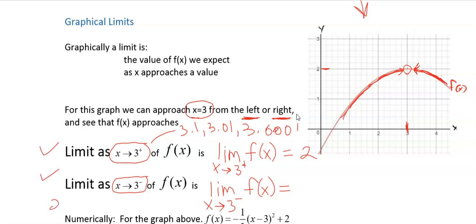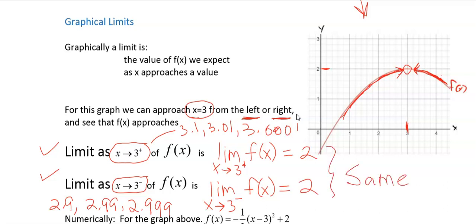Now, that would mean numbers such as 2.9, 2.99, 2.9999. Not 3, but you're getting closer and closer to 3. Okay? And what y value am I getting closer to as well? Well, it's still 2, isn't it? Now, do you notice that from the left and from the right, they're both approaching the same y value? And because of that, in this case, we say that the limit actually does exist for this function.